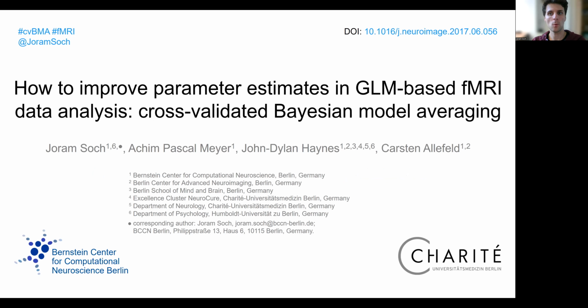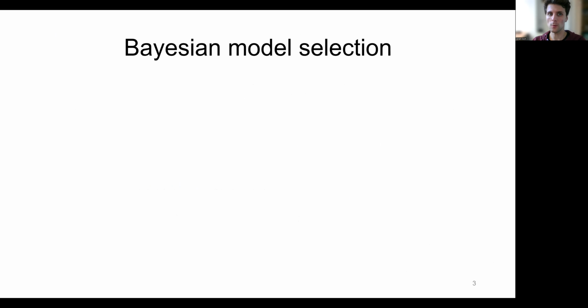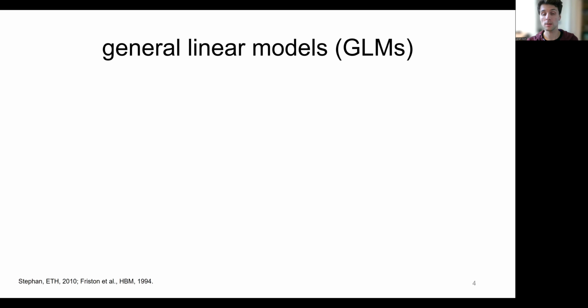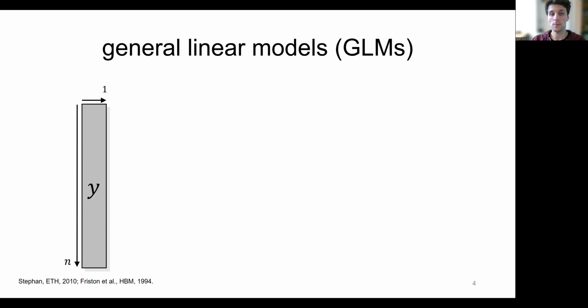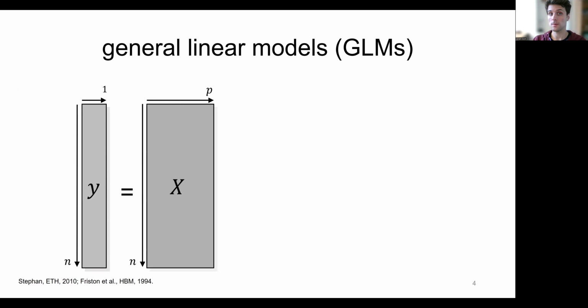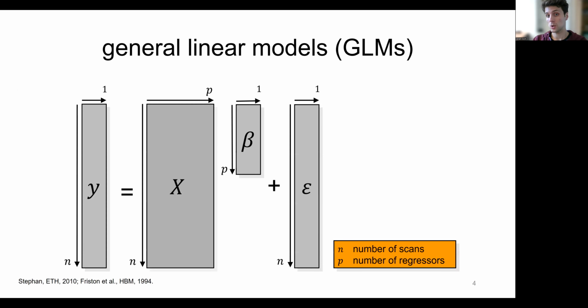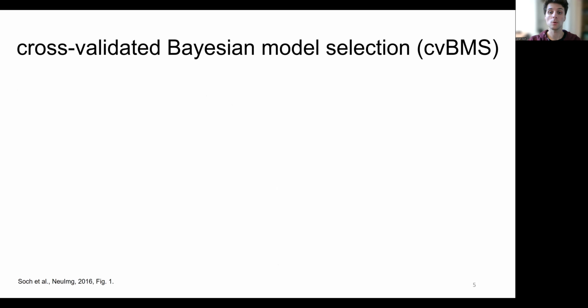So this paper was a follow-up to earlier work about Bayesian model selection for general linear models, or GLMs, in fMRI data analysis, in which, as we know, the voxelized BOLD signal is decomposed into experimental conditions and potential confounds, weighted by some regression coefficients beta, plus some noise, which is also in the data and not explained by our model.